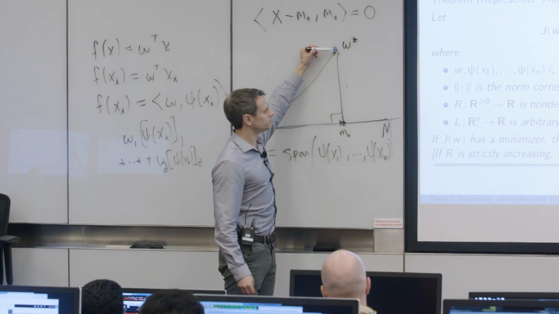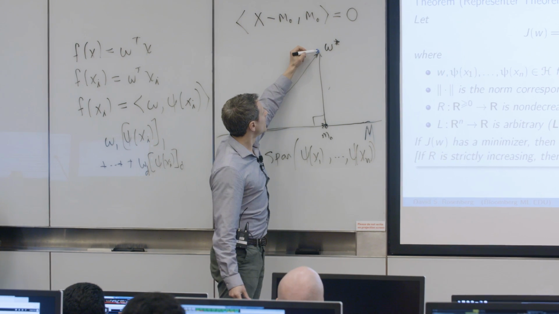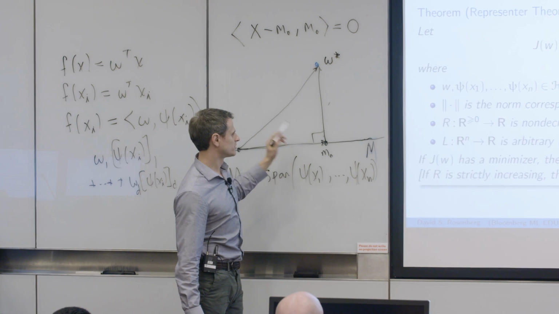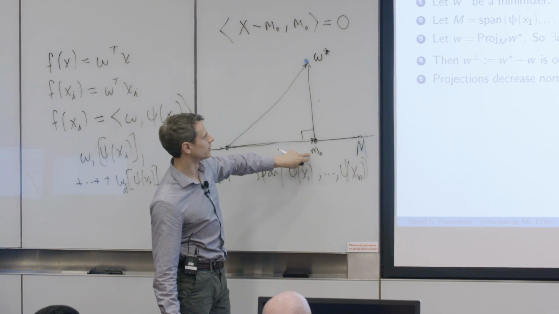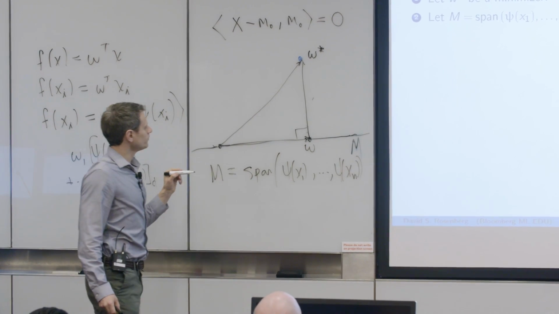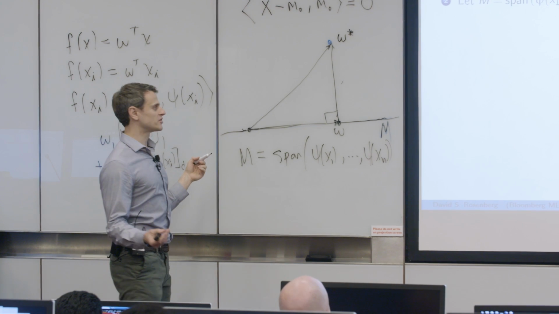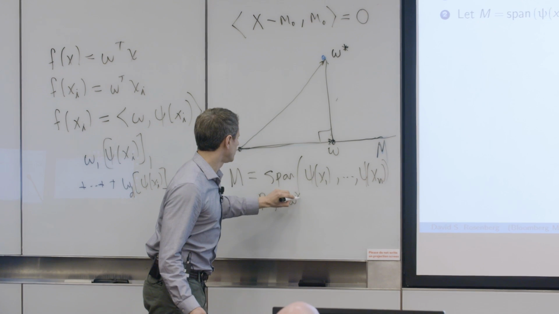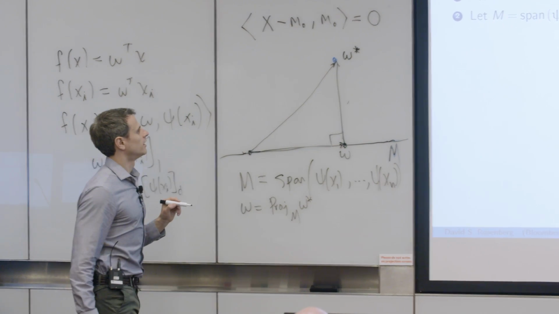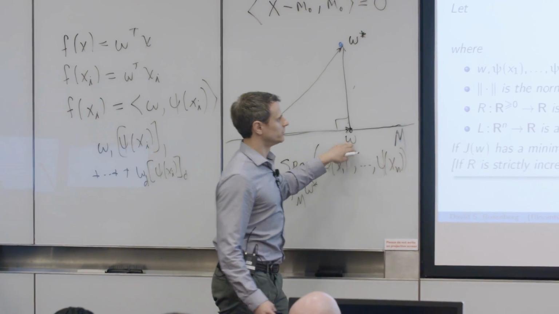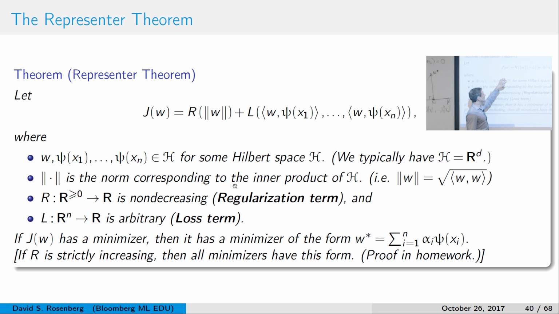We start from some purported minimizer of J of W. And then we think about projecting it down into M. If we use the notation of last time, it's M0. I think here I call it W. Okay, so let me change the notation to W. Projections exist, so we can say, all right, W is equal to the projection of W star onto M. Now, what happens if we try out W in this objective function? So we plug in W.